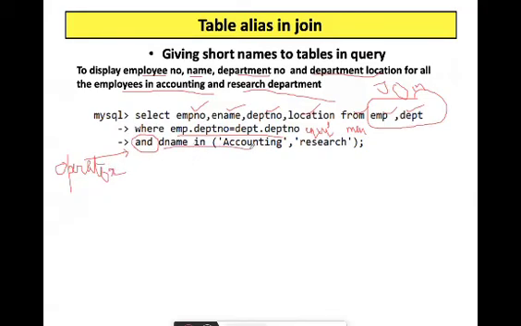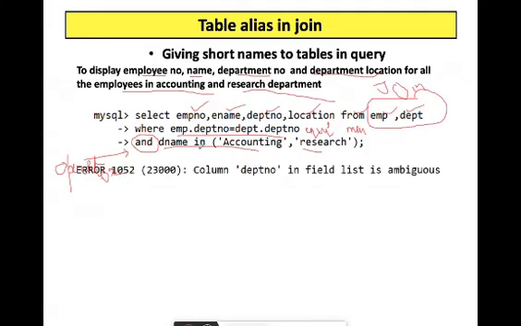So DNAME in accounting, comma, research. We are matching the values with a list, so we'll write the IN operator. But this query is giving an error. Now, can you tell me why this query is giving an error? Let me tell you. Why? Because the dept number field is ambiguous here. We have sorted out the problem by writing emp.dept number.